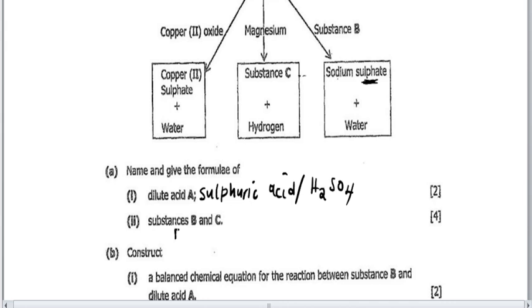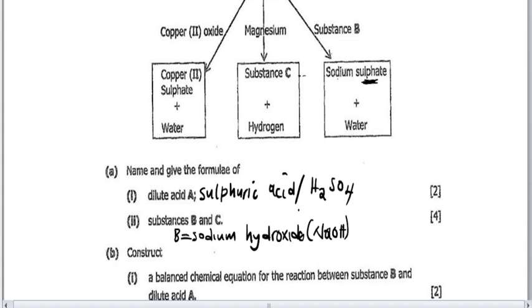So B is sodium hydroxide. So it's a reaction between an acid and a base. How do you write sodium hydroxide? NaOH. That is sodium hydroxide.